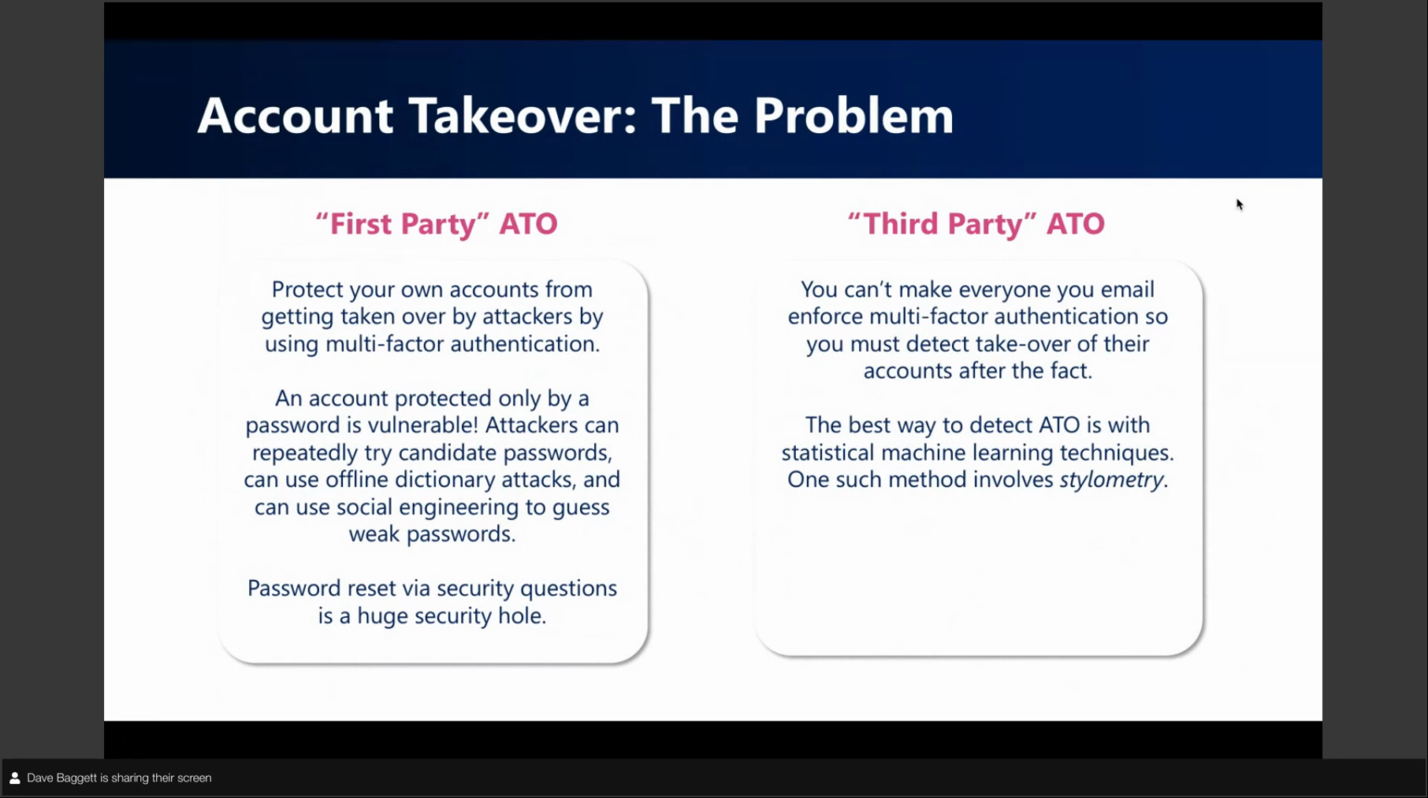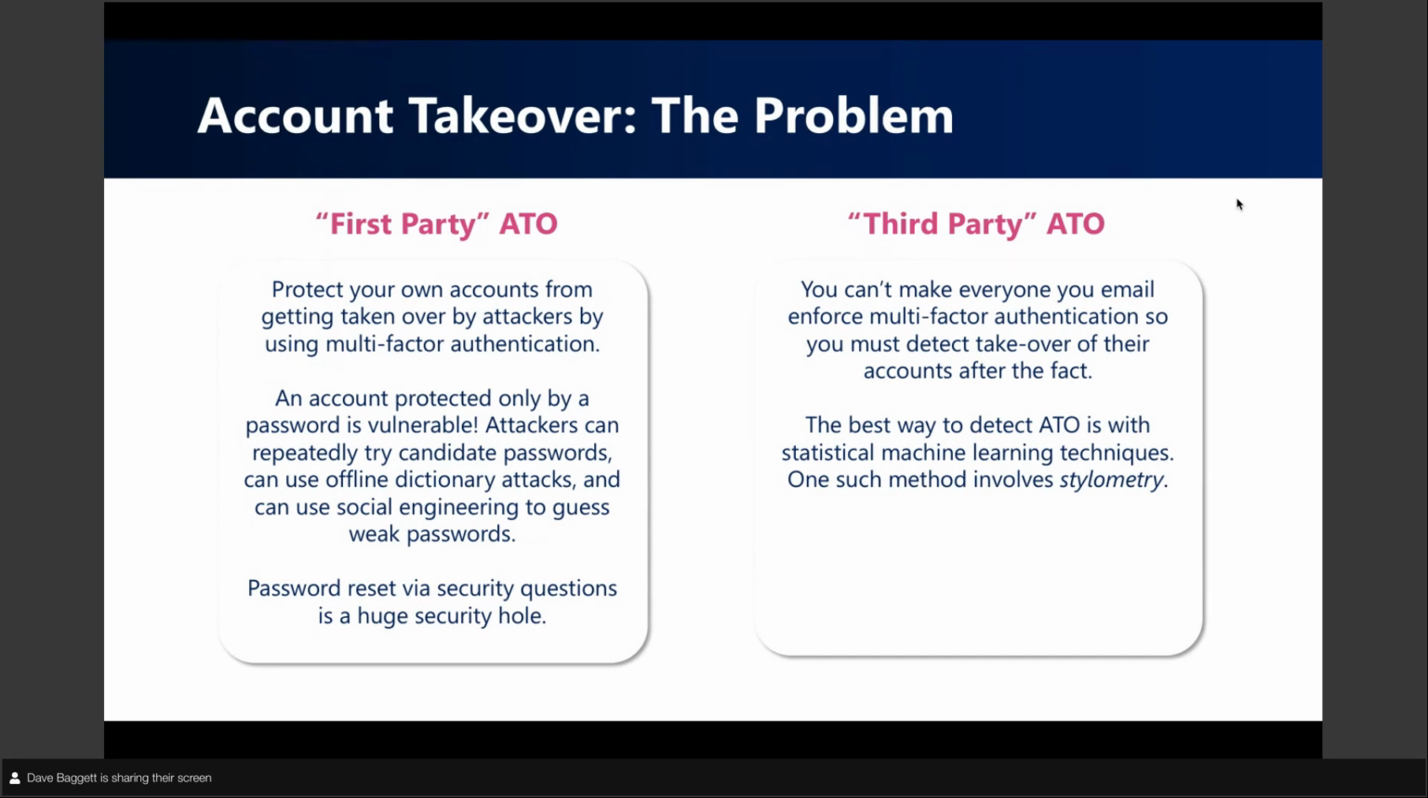For third-party account takeover, it's a real problem because you can't make all of your counterparties implement proper security protocols. With email, you can email anybody in the world. We can't ensure that everybody we're emailing has themselves implemented multi-factor authentication. So really the only way you're going to tell that you've got an account takeover on a third-party account is, as that mail comes in from that taken over account, you've got to detect it. And we use machine learning techniques to detect these, and the method involves something called stylometry.